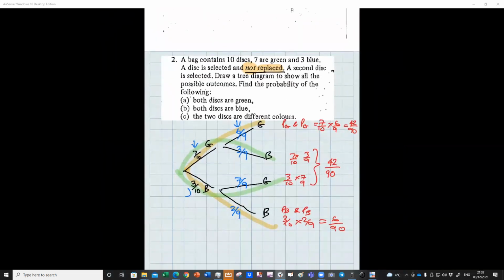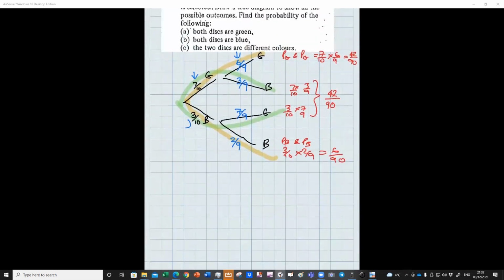So in these questions, you have to understand that the fractions change on some questions because of the wording of the question. They're telling you they haven't put the stuff back in. Okay, are you happy with that?